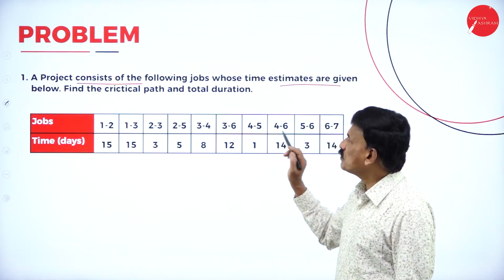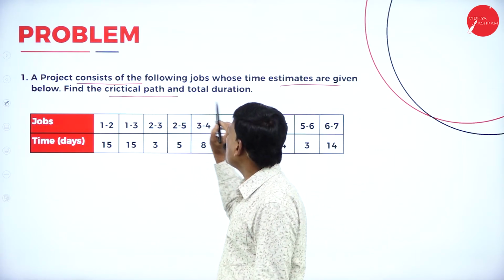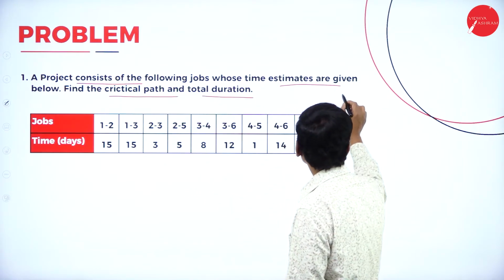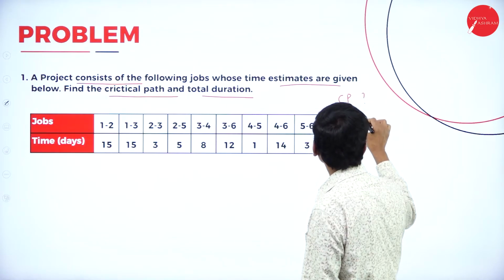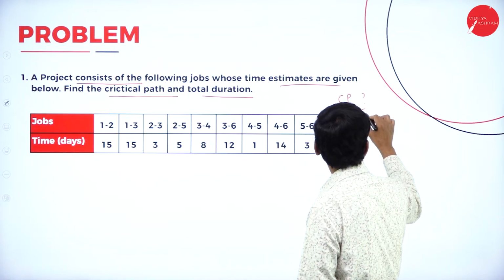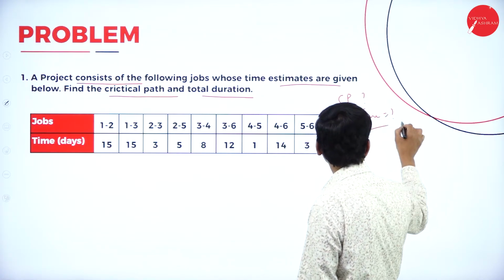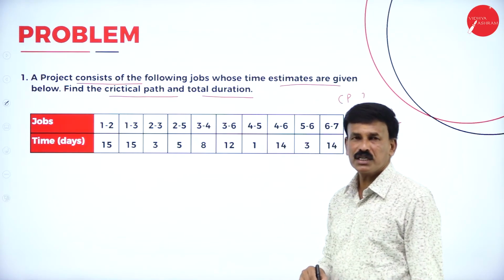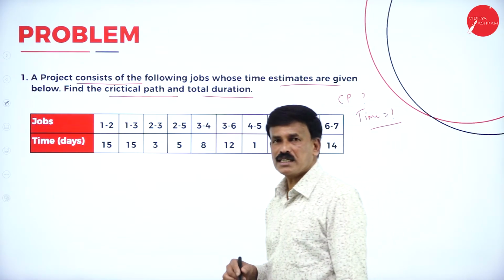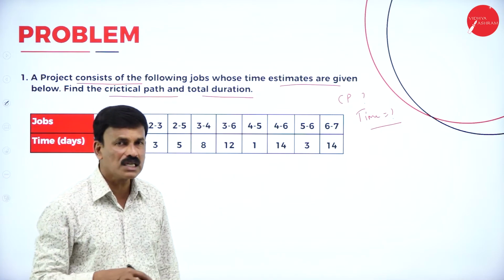So, what is required is the CPM: the critical path has to be determined, and the total time to complete this project has to be determined. Okay, so let us draw the diagram for this. Let us write the network for this, then we are going to analyze.